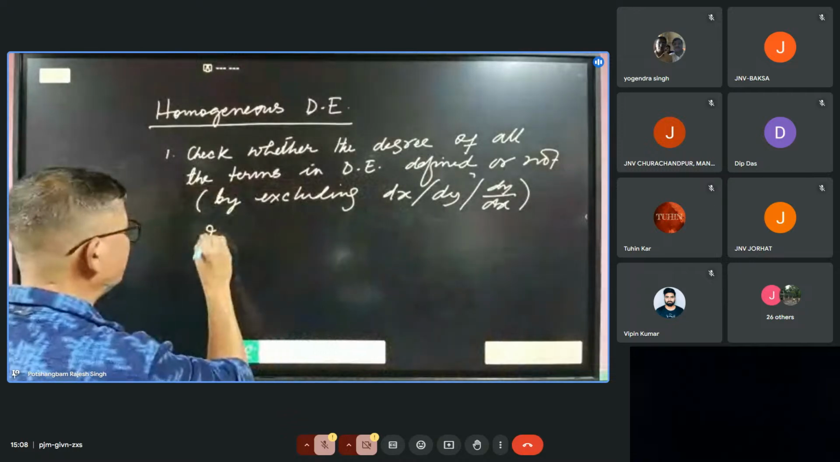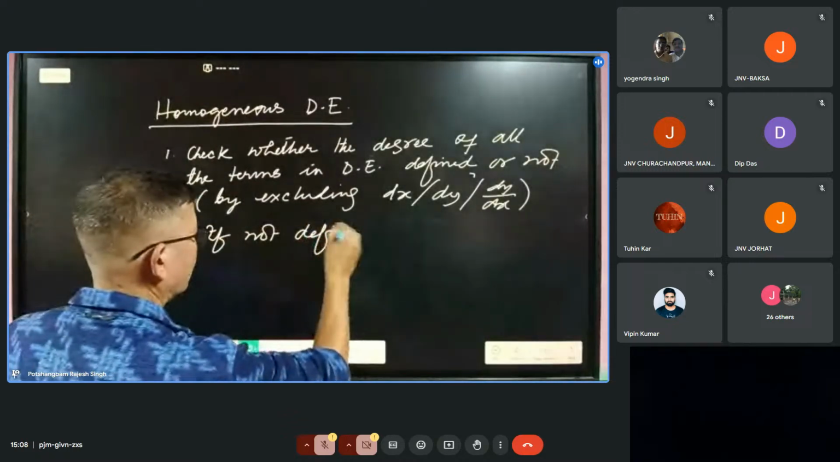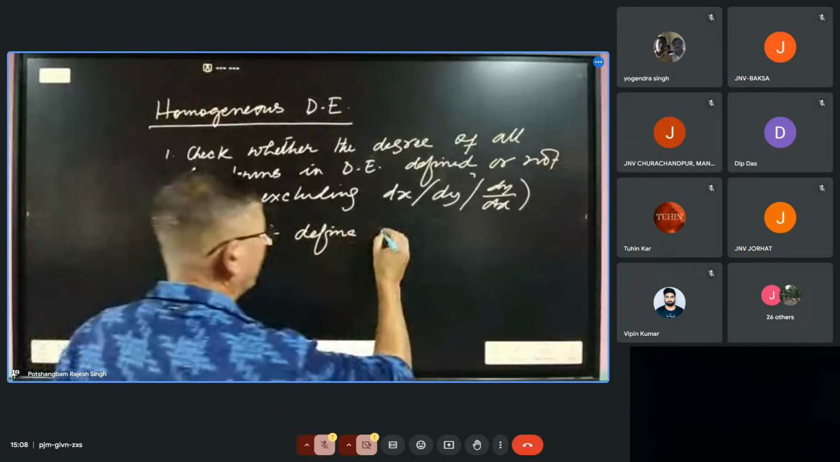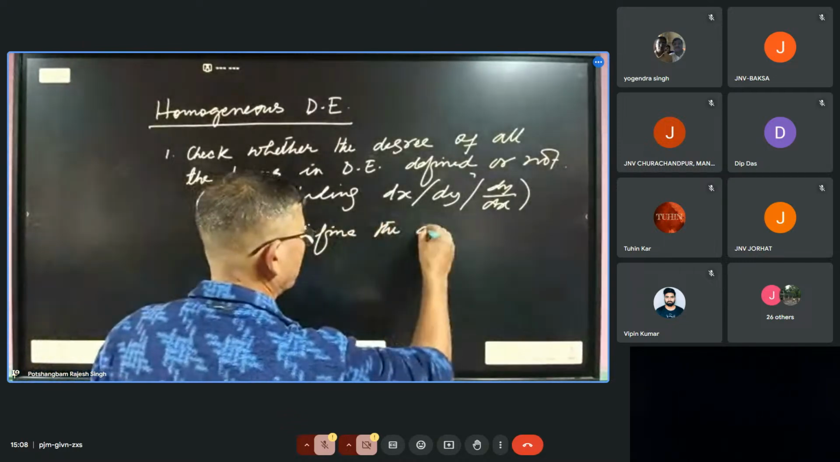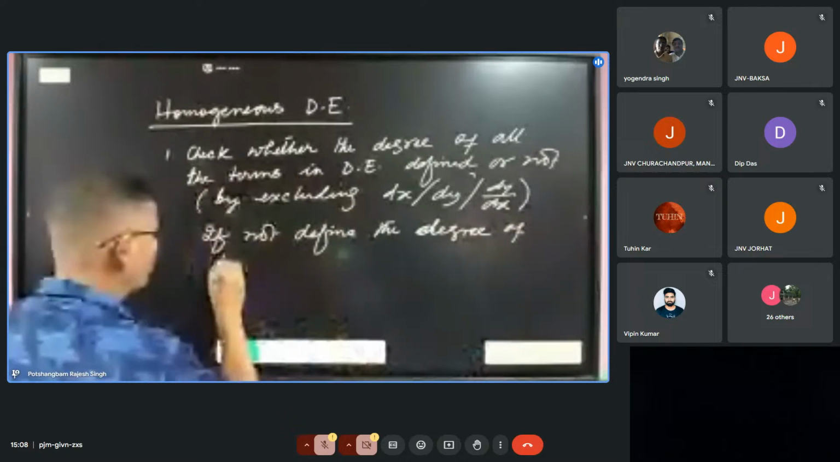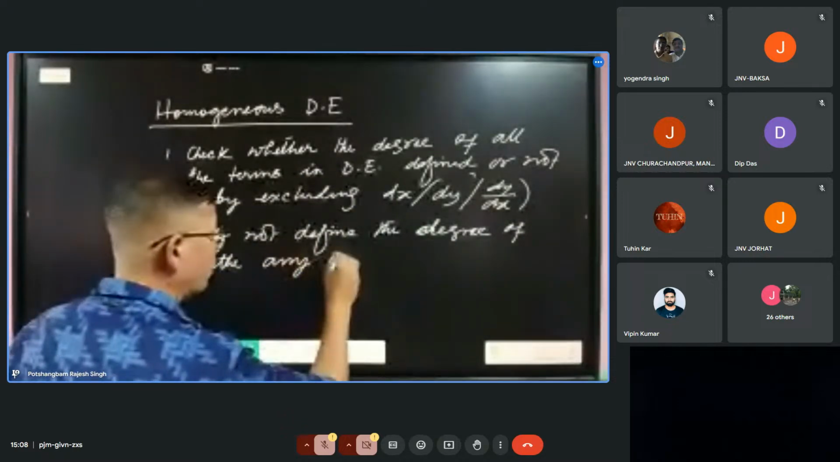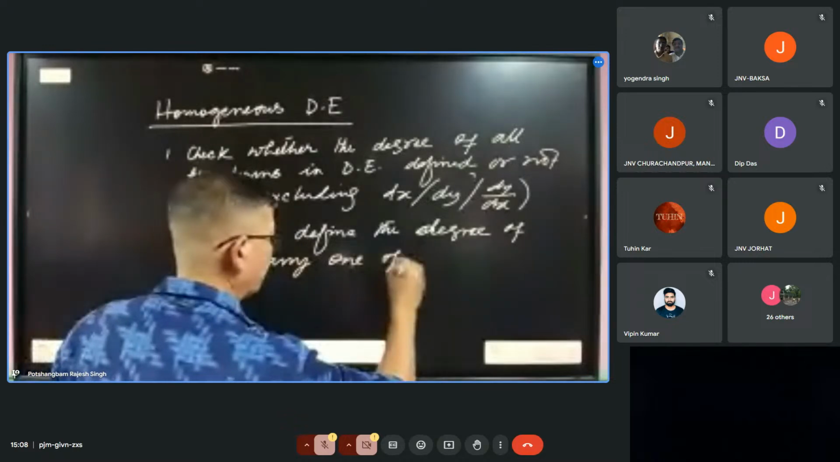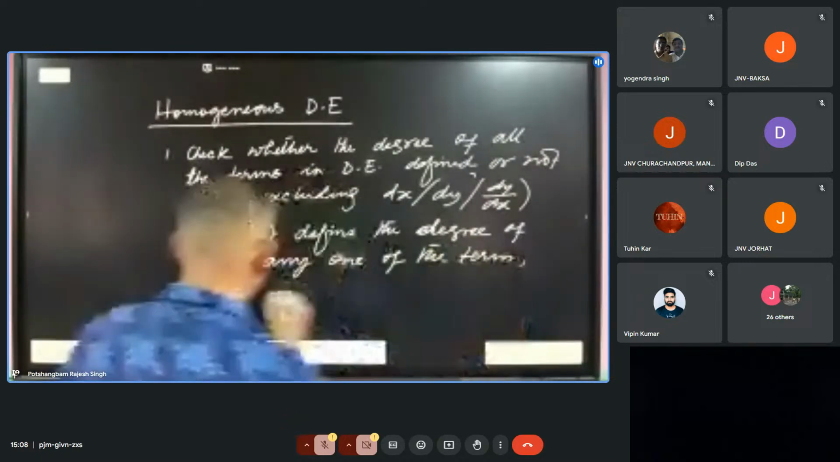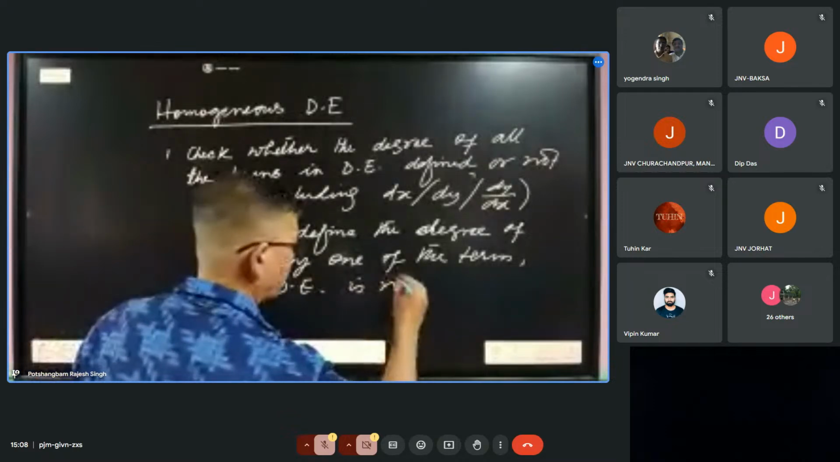If the degree of any one of the terms is not defined, then the differential equation is not homogeneous.